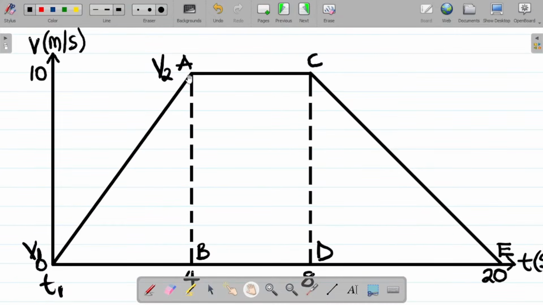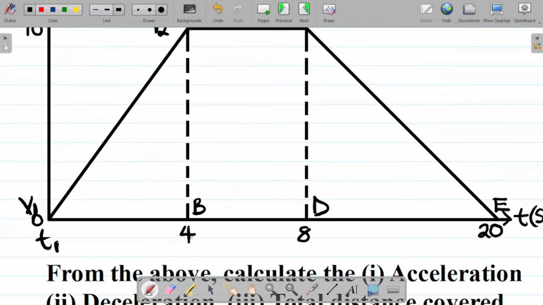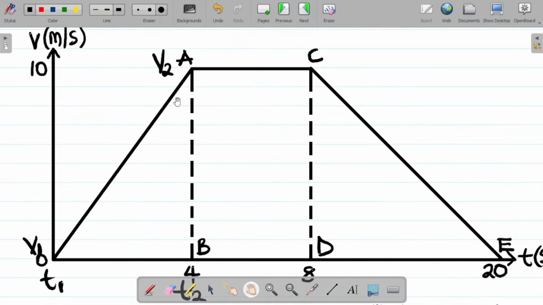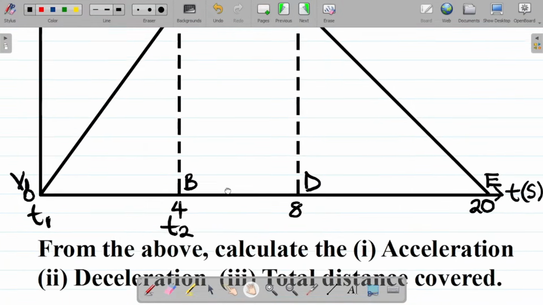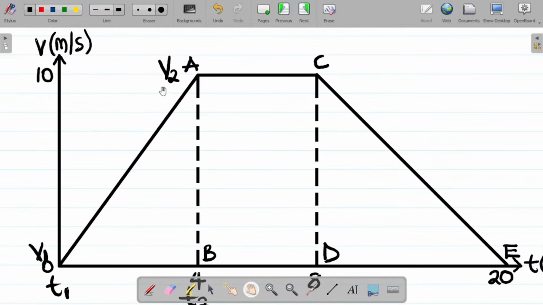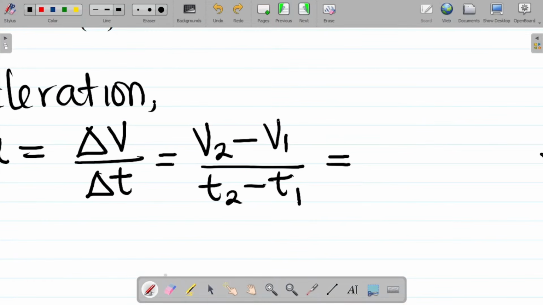Also at V2, which is this point here, if I trace this down, we have this point here. So this becomes your T2, because this is where the acceleration ends. If I pick the value there, V2, I'll trace V2 to my left-hand side. That's here, and the value is about 10. So V2 has a value of 10.